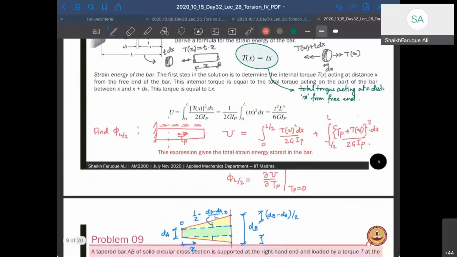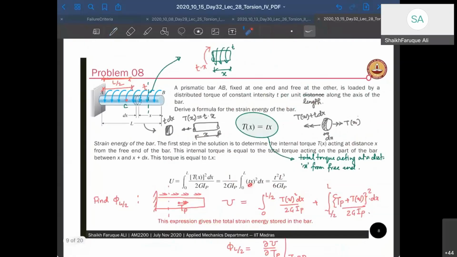Now if you put t into x within this integral sign, you get your total strain energy of the member. What is our objective? Our objective is to find the twist at this point. How do I get the twist at this point? I said that you have to take the derivative with respect to the load at that point.